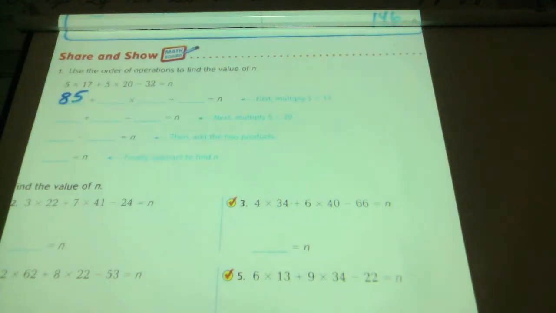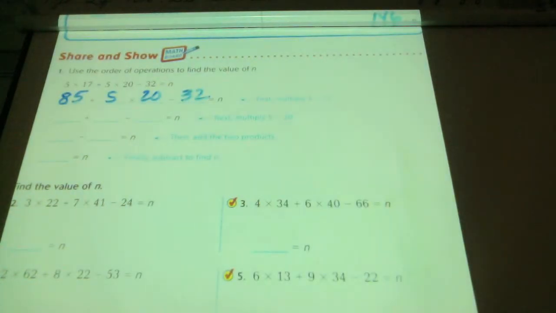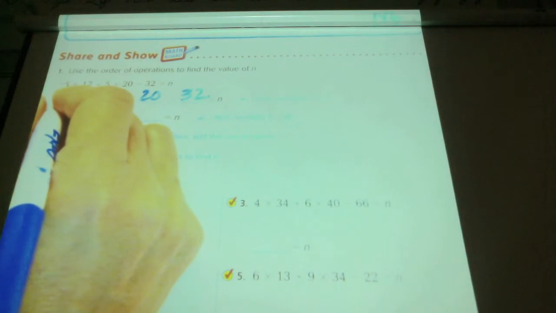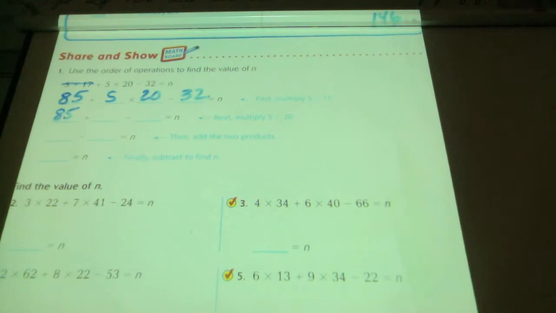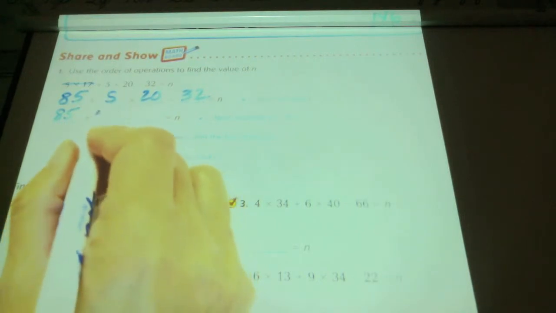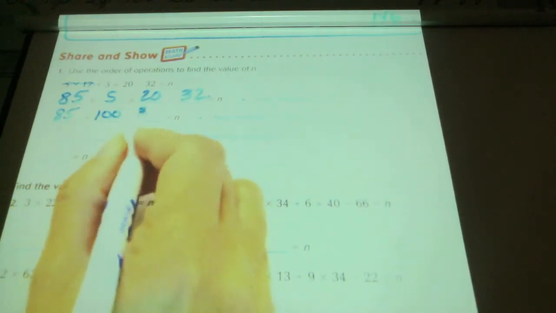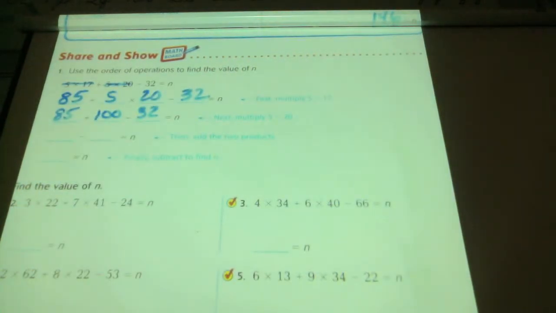85. Okay, then I'm going to finish writing the rest of this. All that's happened there is they finished writing the rest of the problem. So you do the first multiplication fact, and then they continue writing the top. Okay, so I've already done these. I'm going to put a little line through them so that I remember that I've done those. And I found my answer is 85. What's the next part I'm going to do? 5 times 20, because we're going to do multiplication first. What is 5 times 20? 100. 100 minus 32, because we still haven't done 32.